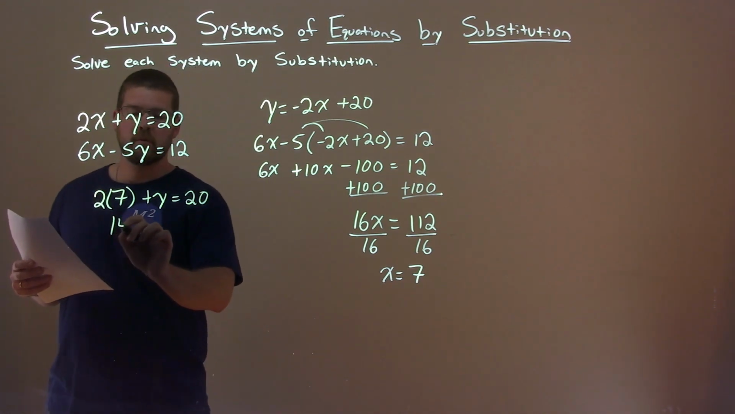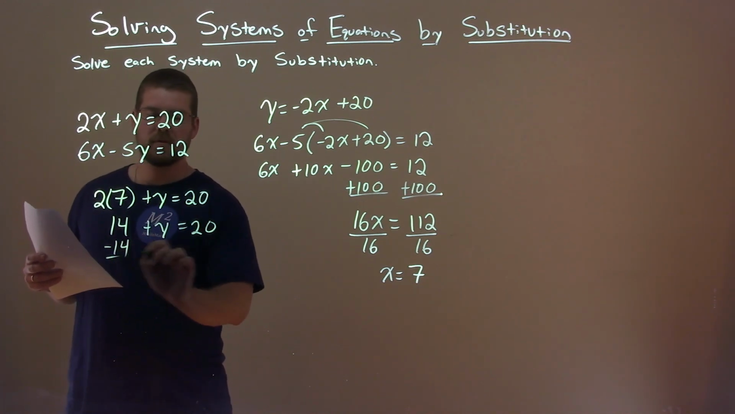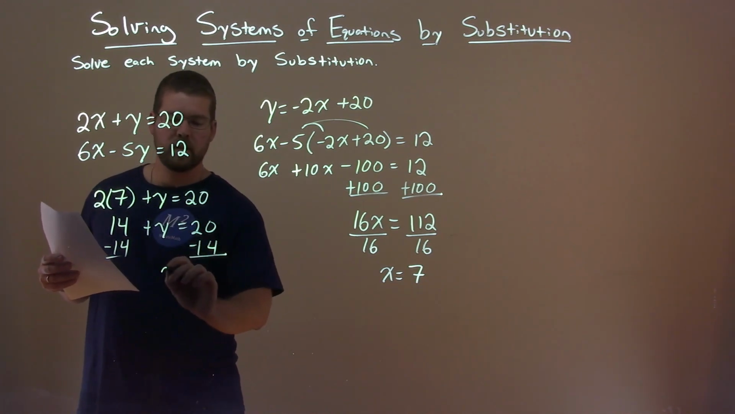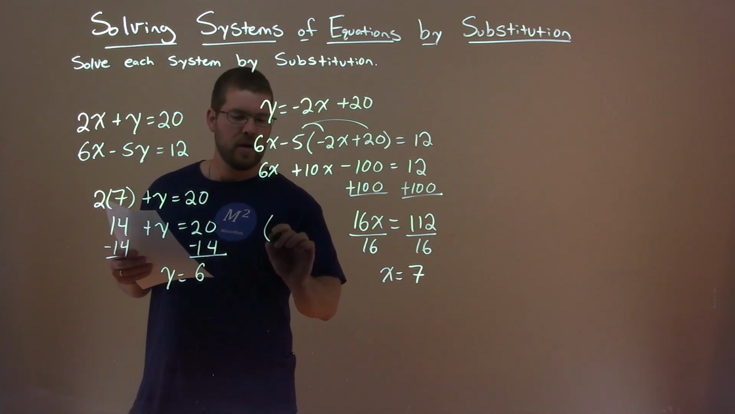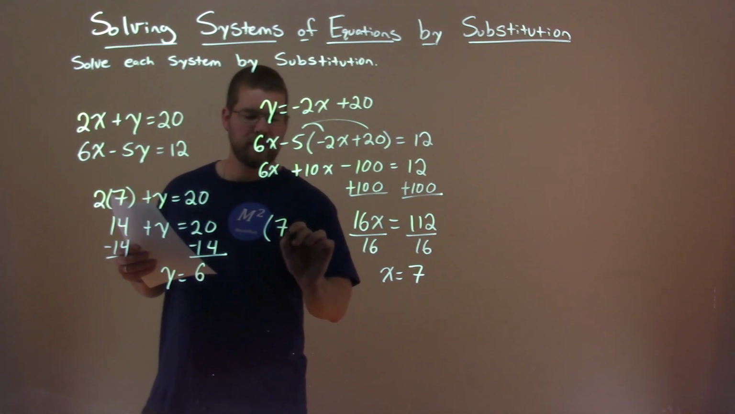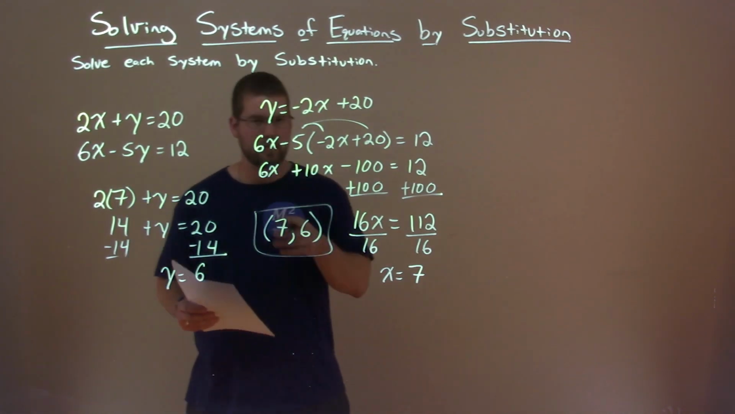2 times 7 is 14, plus y equals 20. Subtract 14 from both sides, and y equals 20 minus 14, and that is 6. And so we're given the coordinate point now, 7, 6, and that is our final answer.